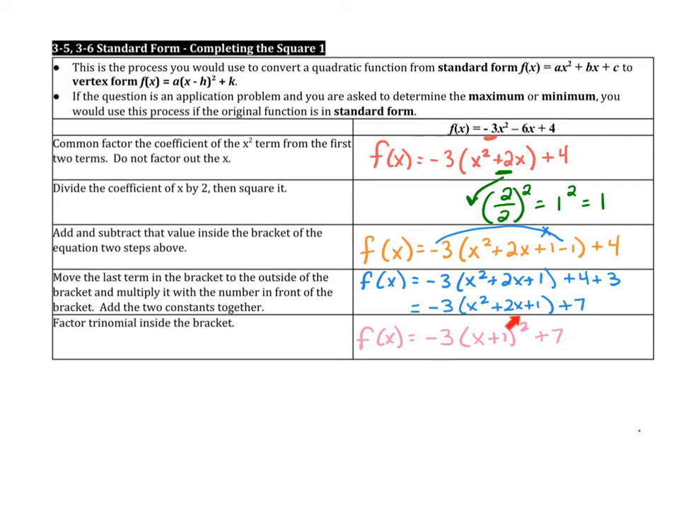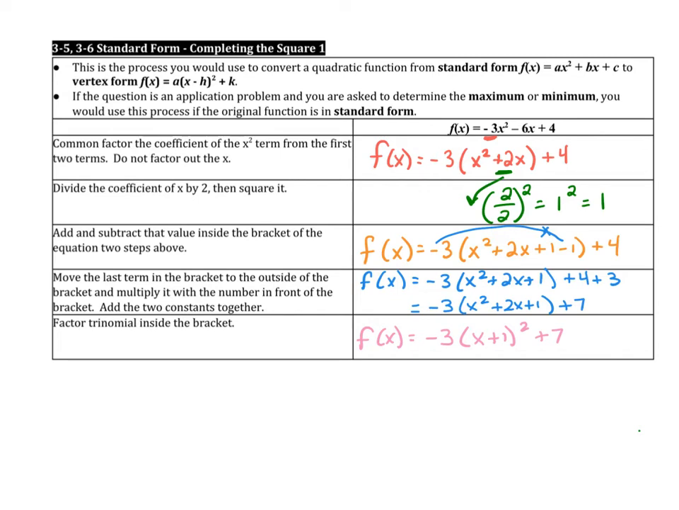Because the two numbers you found that multiplied to 1 and added to 2 were both 1 and 1, your two brackets would become x plus 1 and x plus 1, which you can write as x plus 1 squared. And there is your equation in vertex form. If the question asked you what is the vertex, then it would be this number with the opposite sign, -1, and then that number there, 7. The vertex would be at -1, 7.